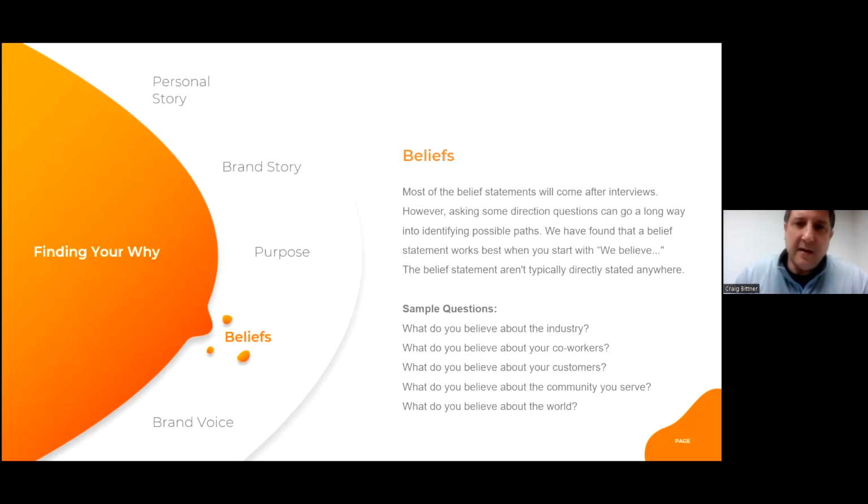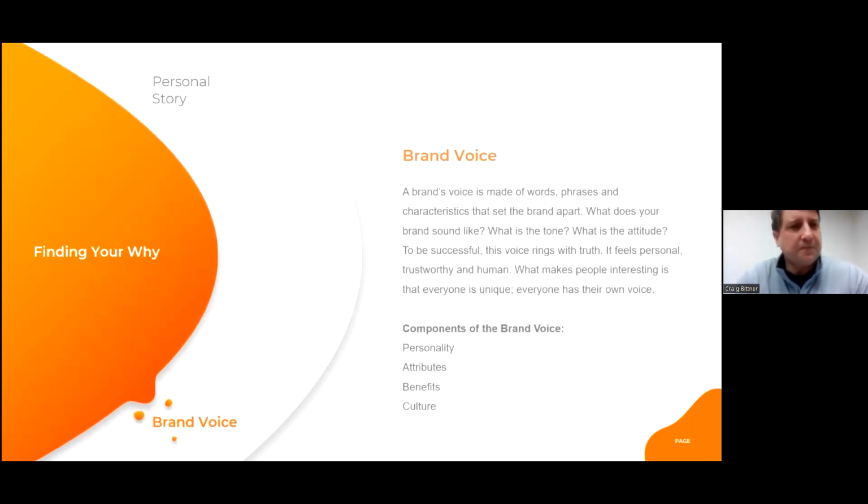Some of the belief statements that we look at are: what do you believe about the industry that you're in? What do you believe about your coworkers? What do you believe about your customers? What do you believe about the community that you serve? And what do you believe about the world in general? You'll notice these questions start very narrow and become more broad. The idea is that we're just trying to dig into people's hearts a little bit and figure out what drives them.